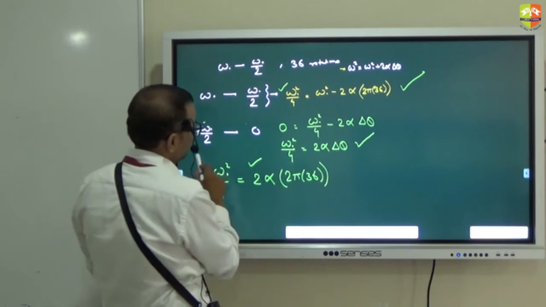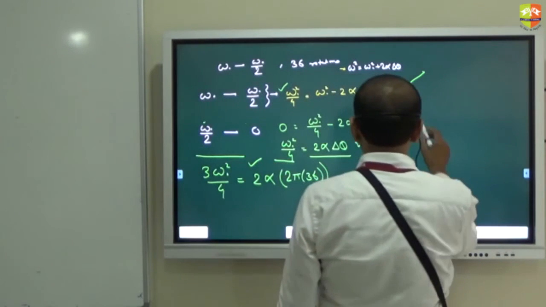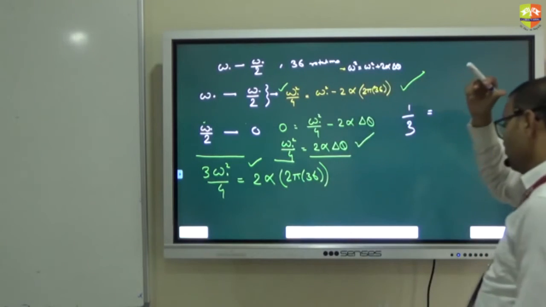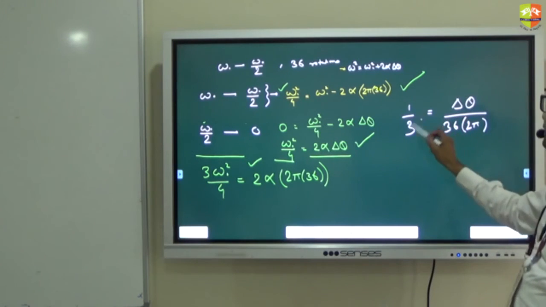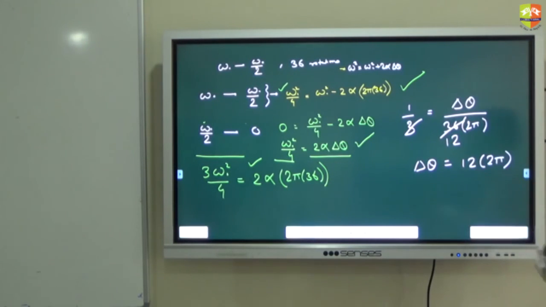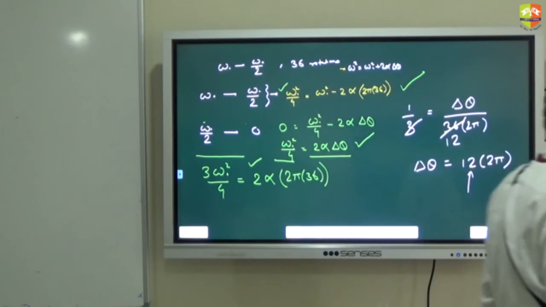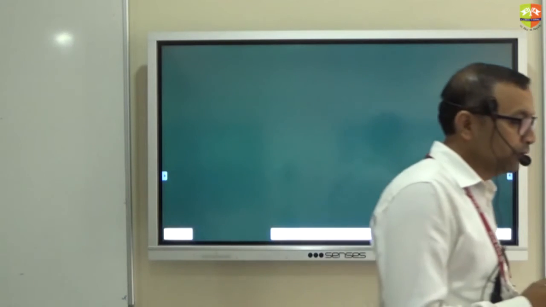Or you can just divide the left hand side and right hand side. So you will have 1 by 3 equal to delta theta by 36 into 2 pi. This is 12. So delta theta is 12 into 2 pi. So how many revolutions? 12. Okay. Questions are correct. What happened to alpha, someone is asking. So when you divide this with that, we were discussing circular motion.